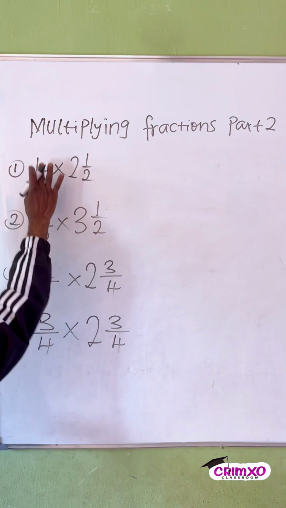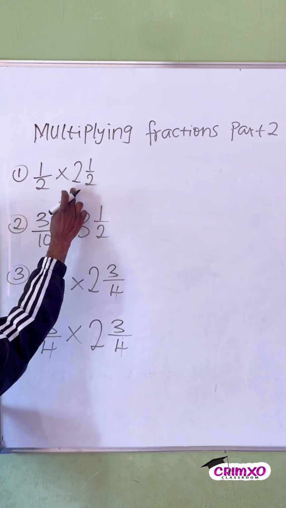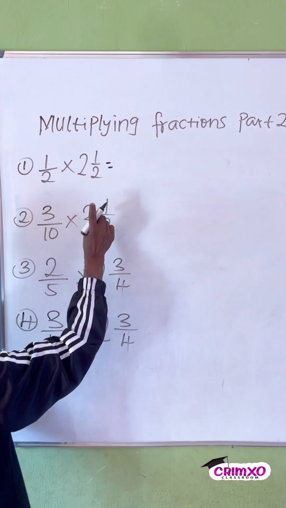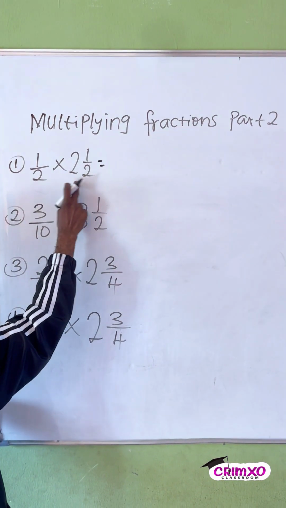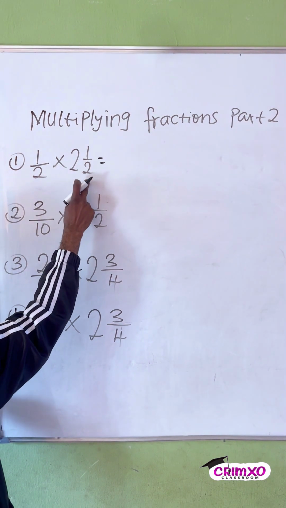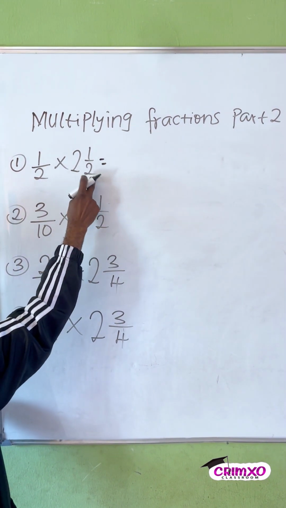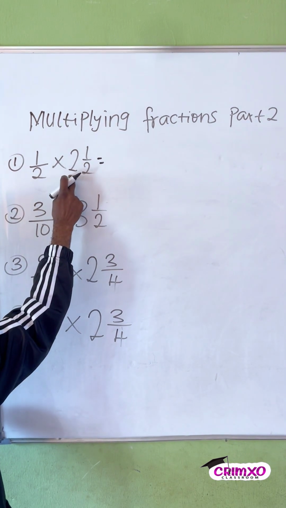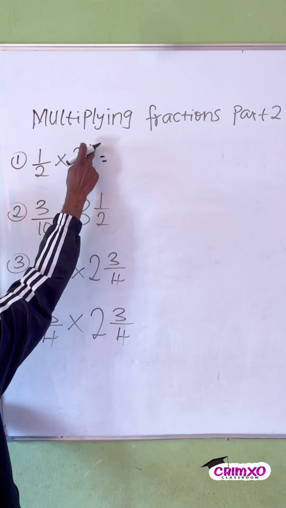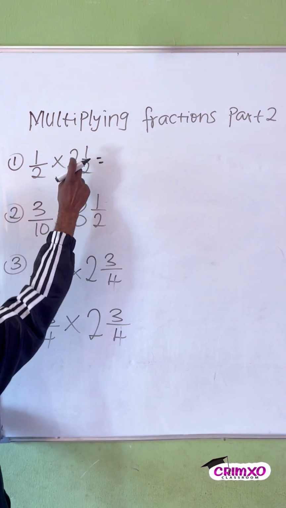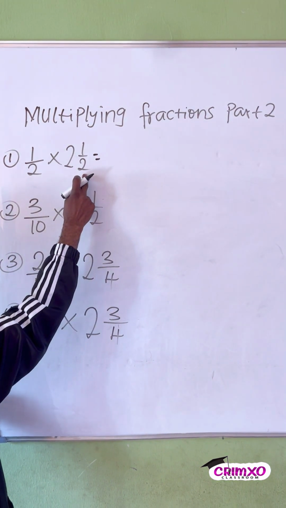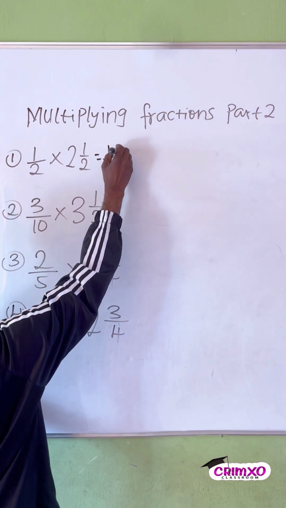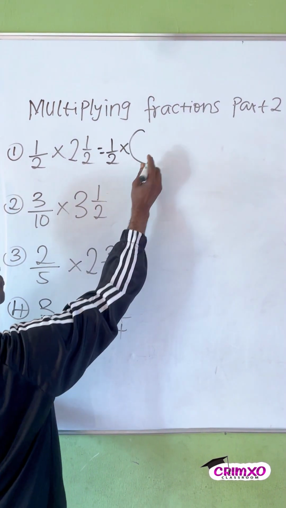So the first one is 1 over 2 times 2 whole number 1 over 2. The first thing we'll do here is change this to an improper fraction by using the denominator, multiplying it by the whole number. Then the answer you get, add the numerator to it and still make your answer over the denominator. So look at it this way.